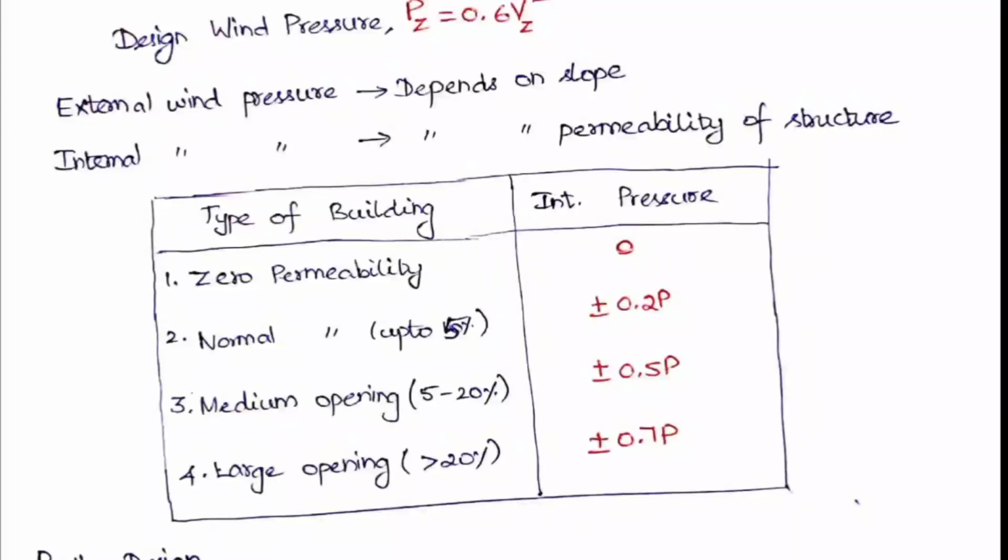Zero permeability means there will be no opening in that structure. Normal permeability means windows and doors will be provided, so through them the air will travel. And the medium and large depend on the wall area we are opening for the air to travel.